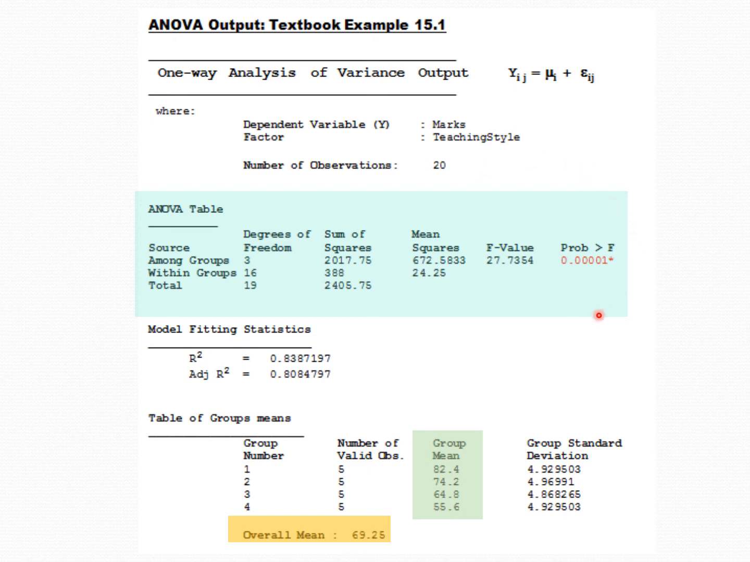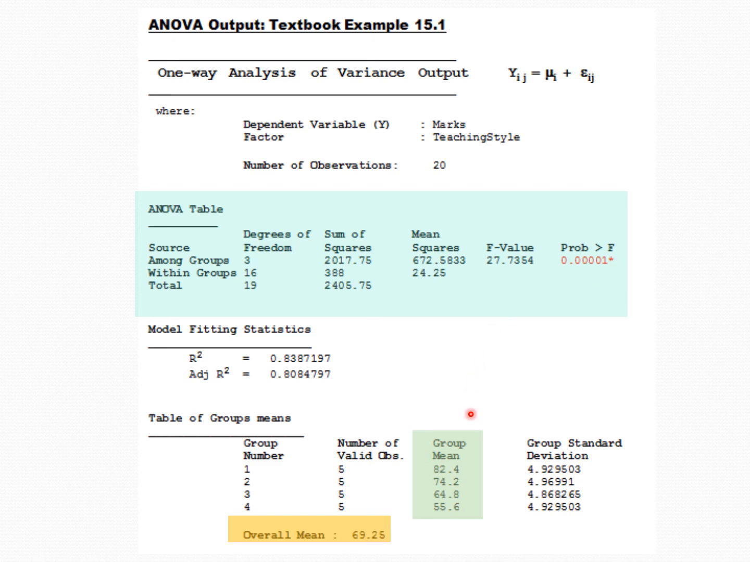Then this next part that's highlighted in blue is your ANOVA table. So that's basically all the measures that we calculated on the previous slide for example 15.1, and it's just summarized in the ANOVA table on the computer output. Then just take note that the F value is your F statistic that you calculated manually, and the last value is your probability or your p-value that you will use in the hypothesis test in the next section. But you shouldn't be able to calculate that like I told you previously.